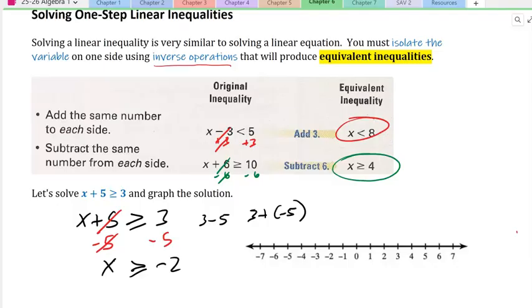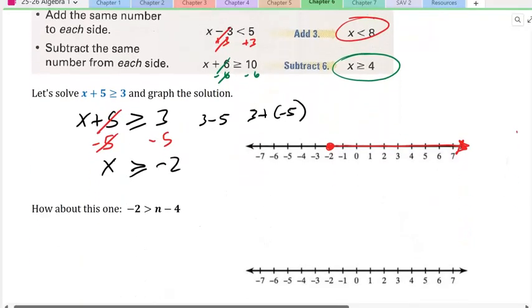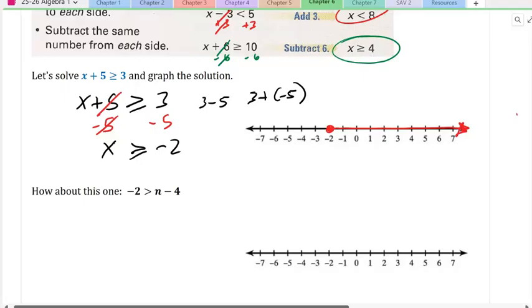Now we go to graph this. I find negative 2 and circle it. It's greater than, so everything this direction is greater than or equal to, so I color that circle in. There you go, all done. X is greater than or equal to negative 2, all the numbers that are greater than or equal to negative 2. Let's try this next one: negative 2 is greater than n minus 4.